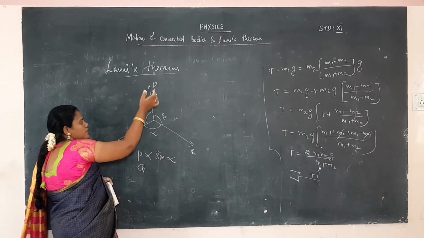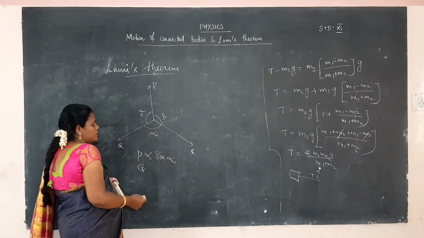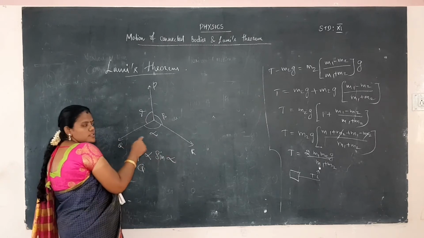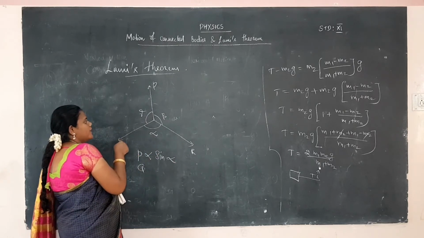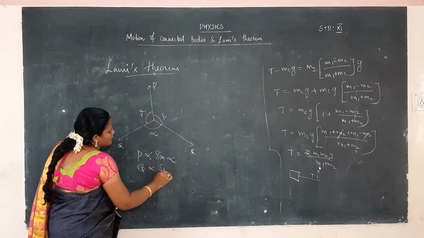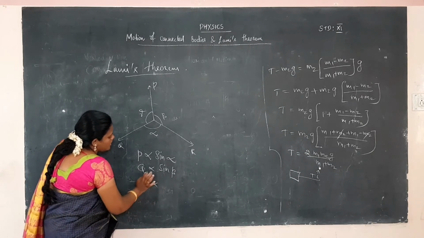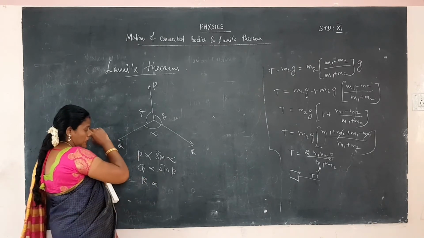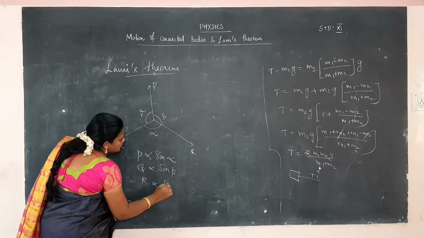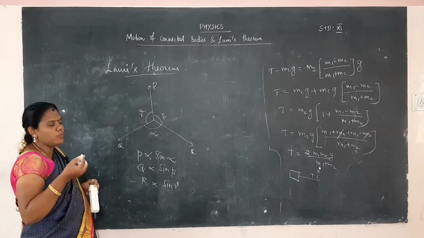For each force, it is directly proportional to the sine of the angle between the two forces opposite to it. So P is directly proportional to the sine of the angle between the other two forces, and Q is proportional to sine beta, and R is proportional to the sine of the angle between the other two forces, that is sine gamma. Okay. To remove the proportionality, we add one constant.